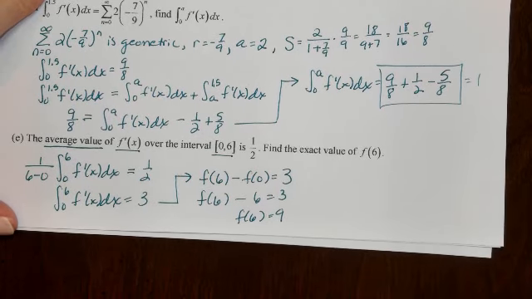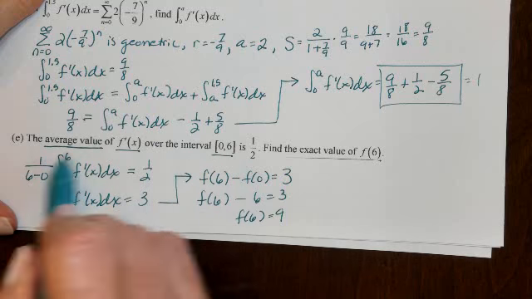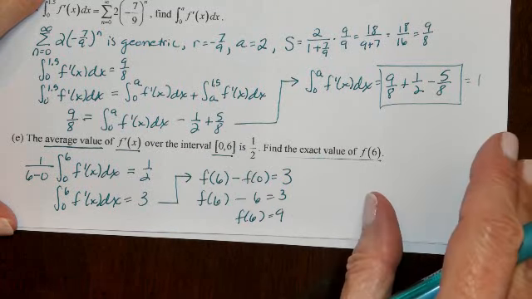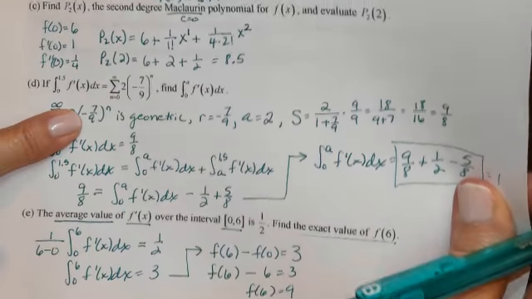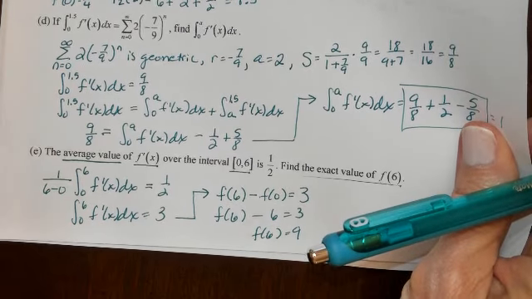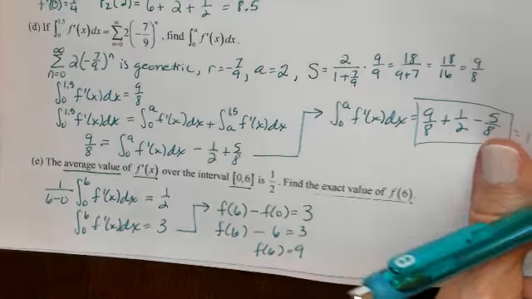So this answer kind of just fell into our laps when we analyzed what this meant. So nice little problem. I like that problem. Euler's method, tangent line, Maclaurin series, a converging series, average value, and plain old fundamental theorem of calculus.